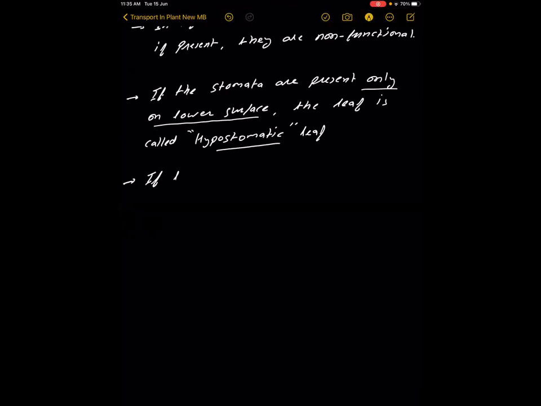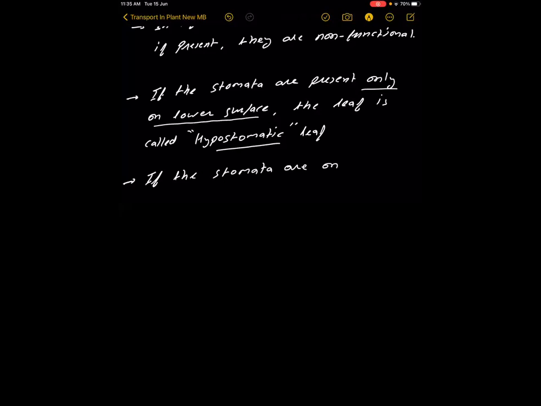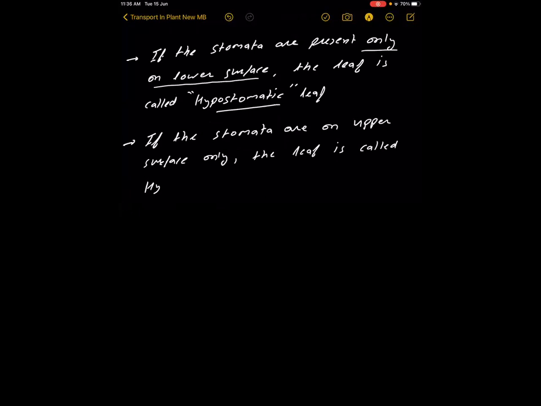If the stomata are present on the upper surface only, the leaf is called hyperstomatic. It is hyperstomatic.